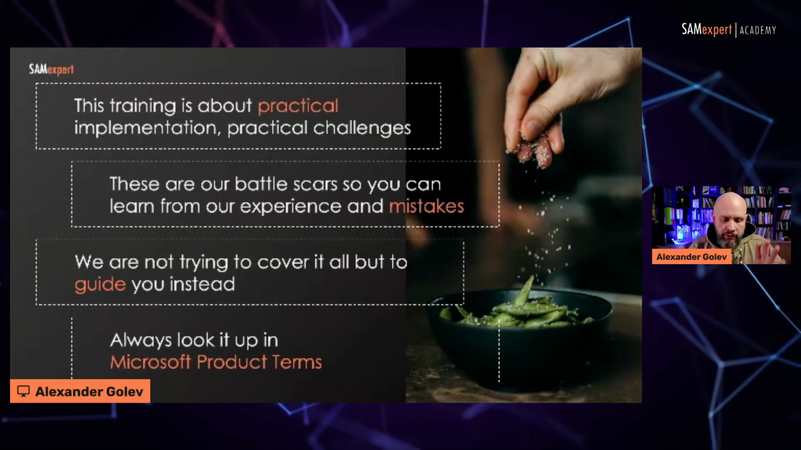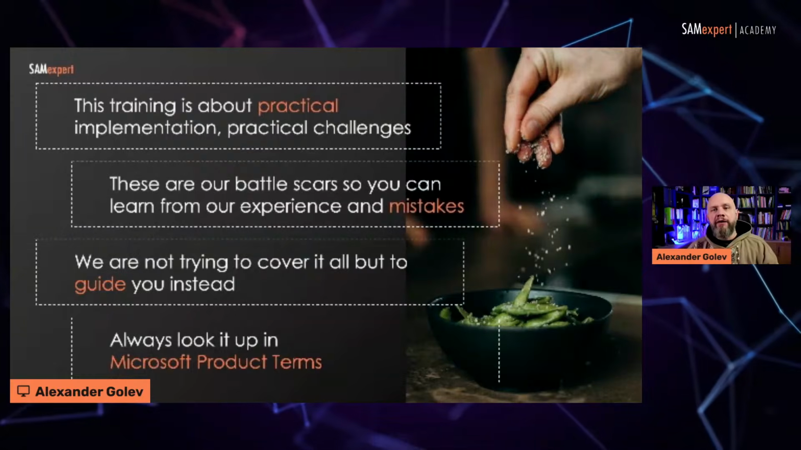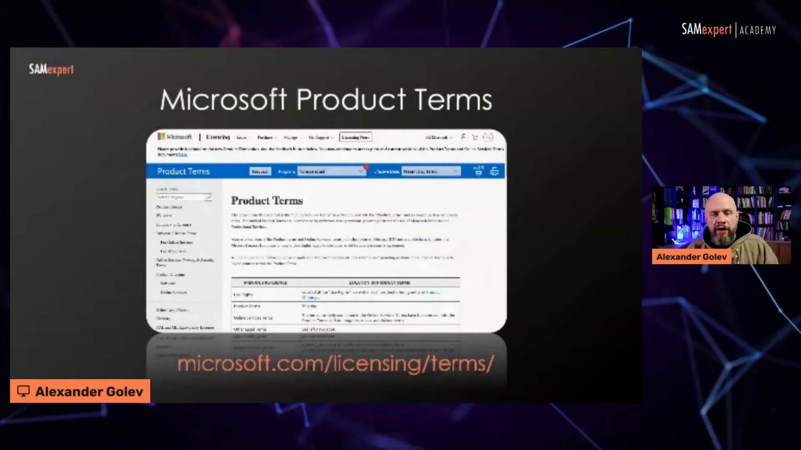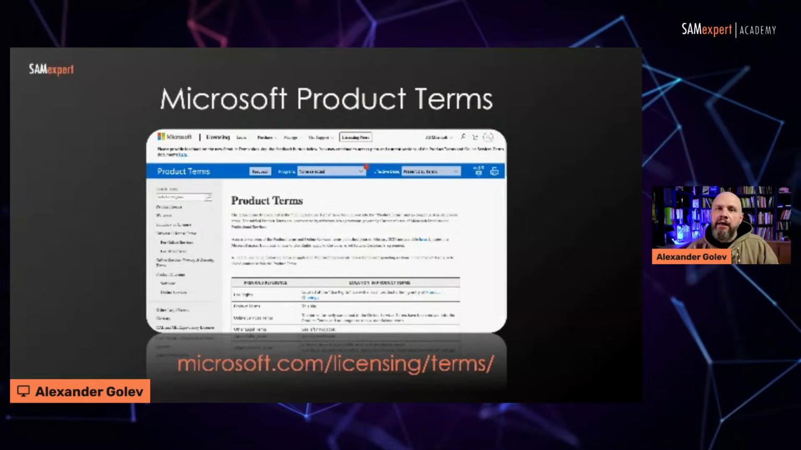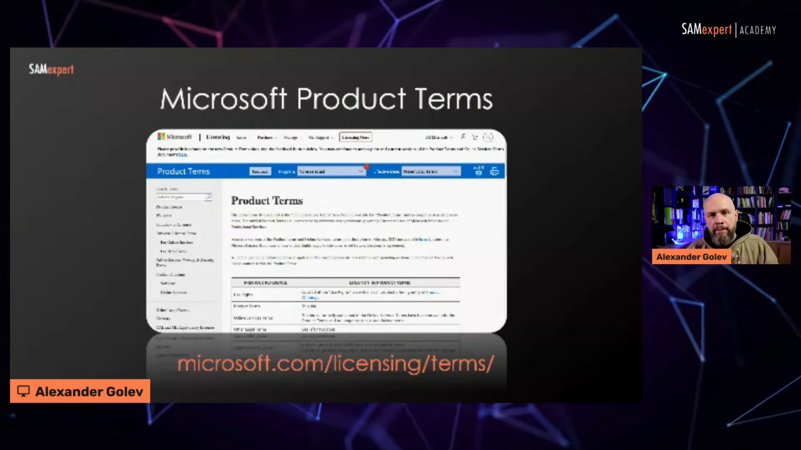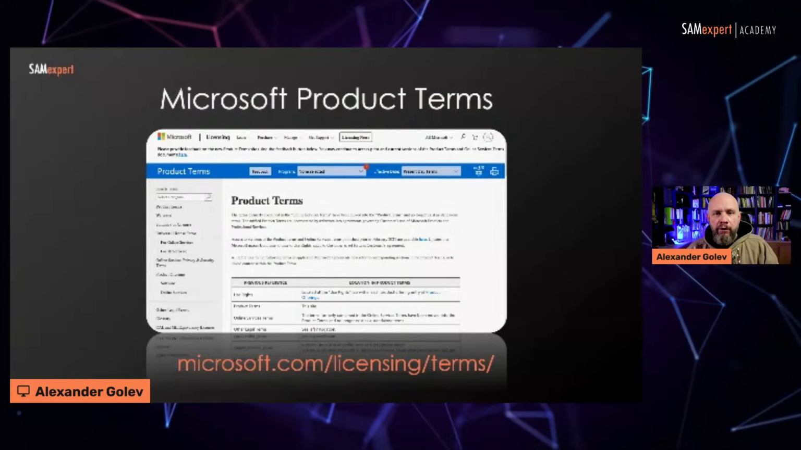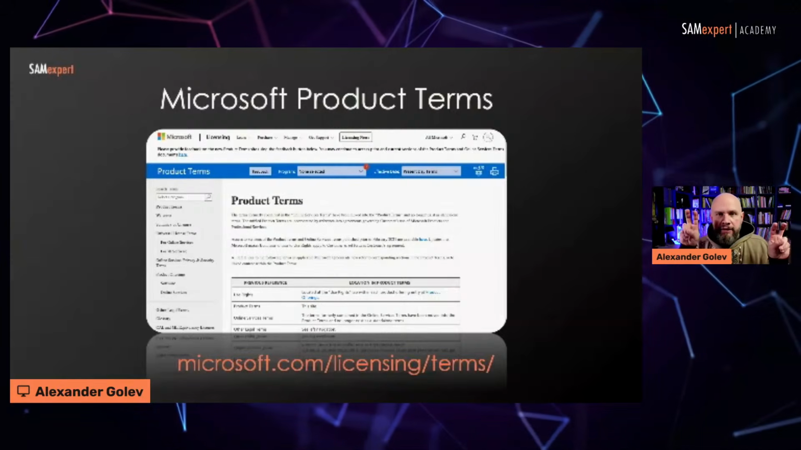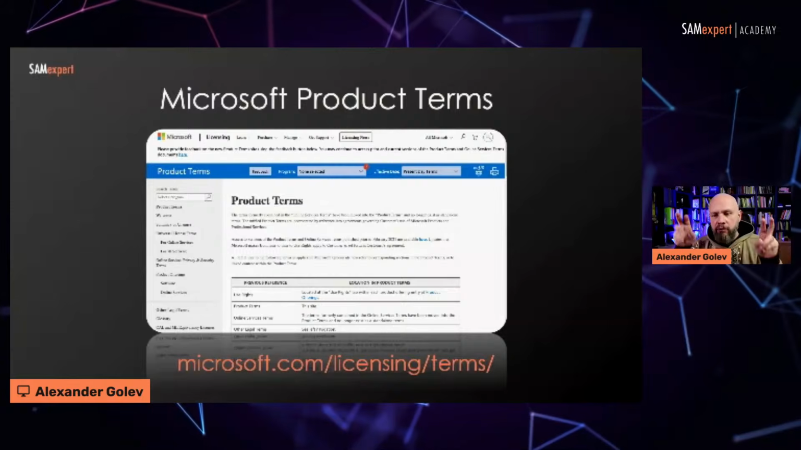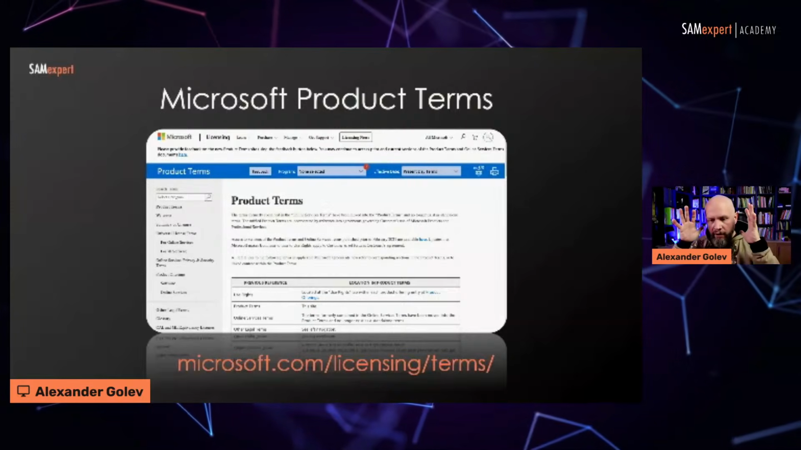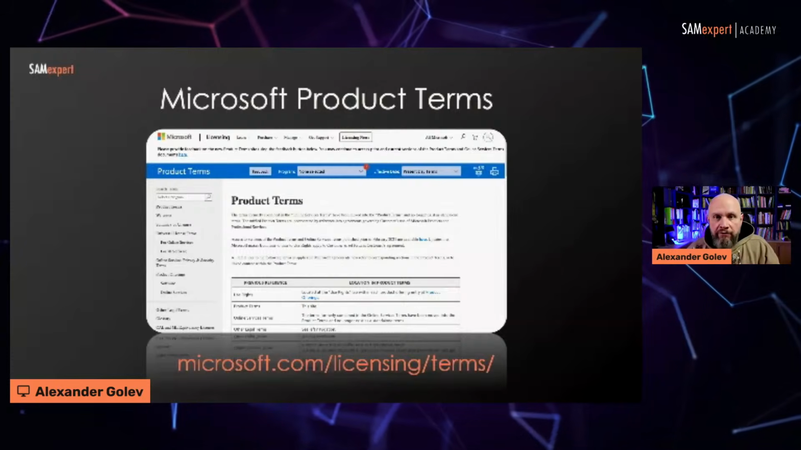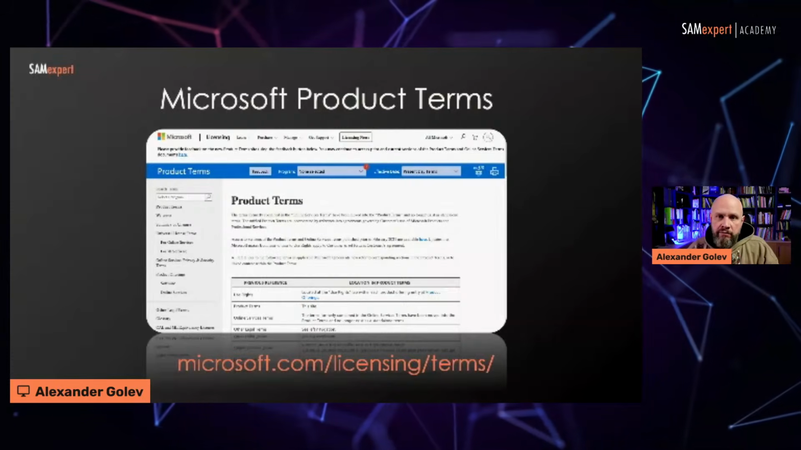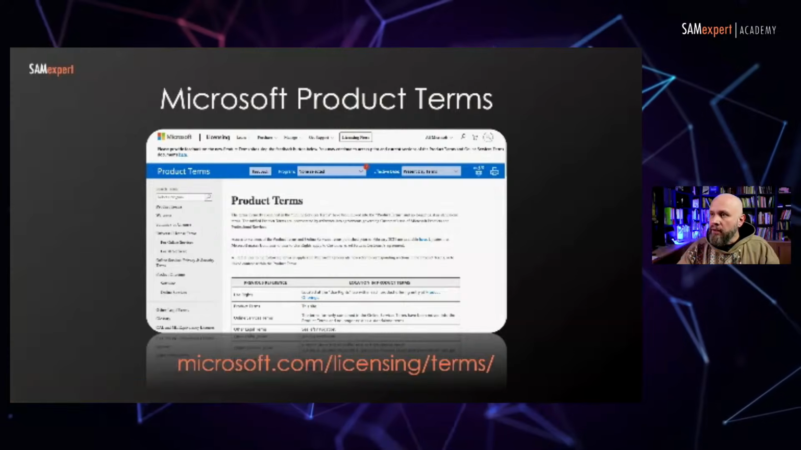Always consult the Microsoft product terms if you have any doubts, whatever I tell you today. The Microsoft product terms should become your go-to licensing Bible, the place to read all about Microsoft licensing terms and conditions. If it's not there, it doesn't exist. Simple as that.